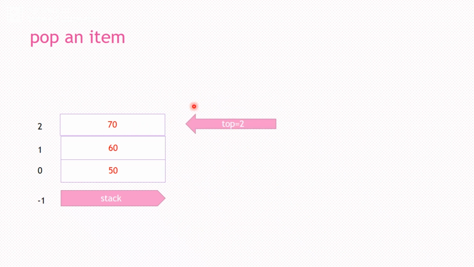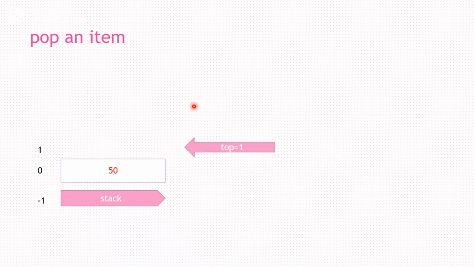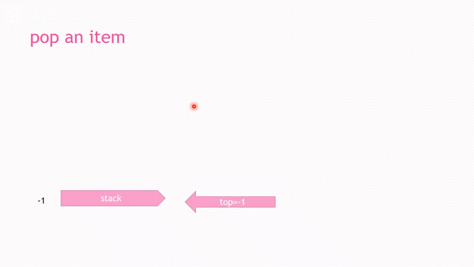Now again I will delete this element, stack of top element I will delete and then I should decrement top. Again stack of top I am going to delete and after that top should get decremented. Next again 50 will be deleted and top should get decremented. And now if I try to delete, it should tell me that it's underflow. That means no more elements are present in the stack, or you can say that the stack is empty.